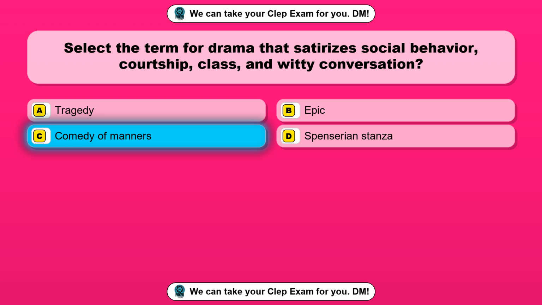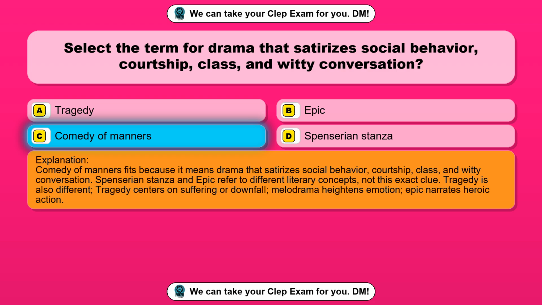Comedy of manners. Comedy of manners fits because it means drama that satirizes social behavior, courtship, class and witty conversation. Spenserian stanza and epic refer to different literary concepts, not this exact clue. Tragedy is also different. Tragedy centers on suffering or downfall. Melodrama heightens emotion. Epic narrates heroic action.